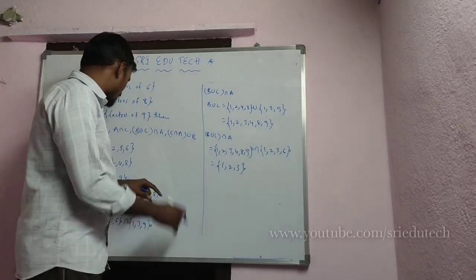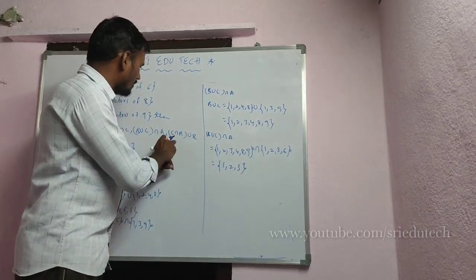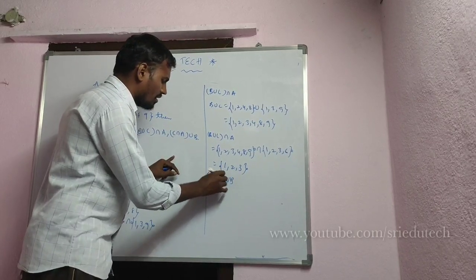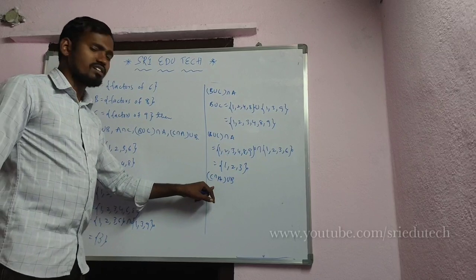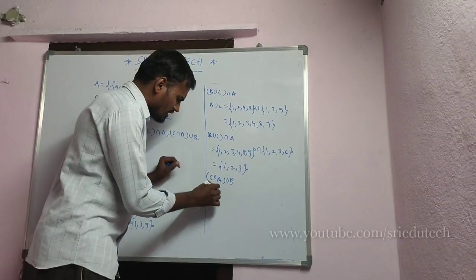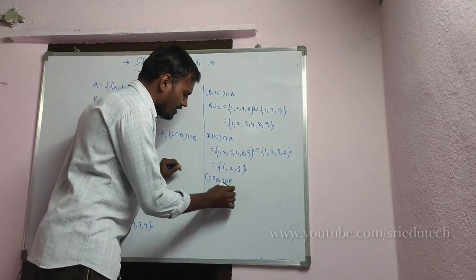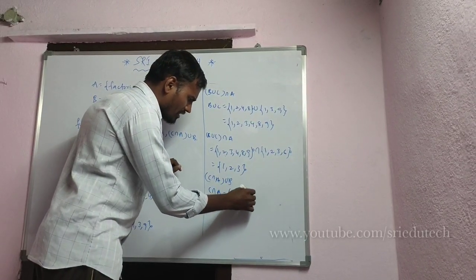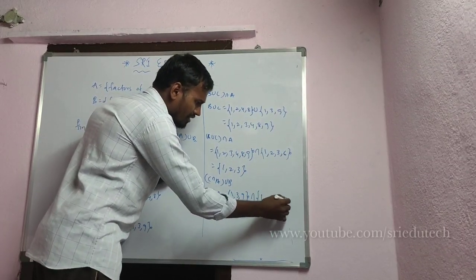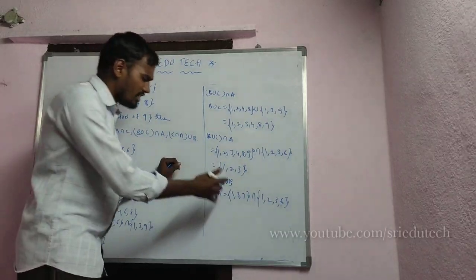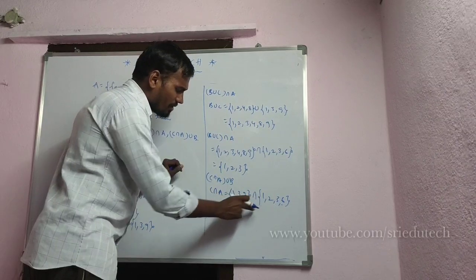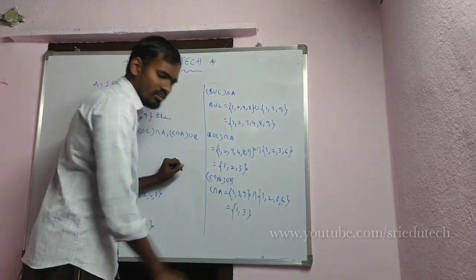Next, C intersection A of union B. So first we have to find C intersection A, then we have to take the union with B. See, C intersection A is equal to, what is C? 1, 3, 9 intersection A means what? 1, 2, 3, 6. See, intersection means common elements. Which is common? 1, 3 is the common. Write 1, 3.